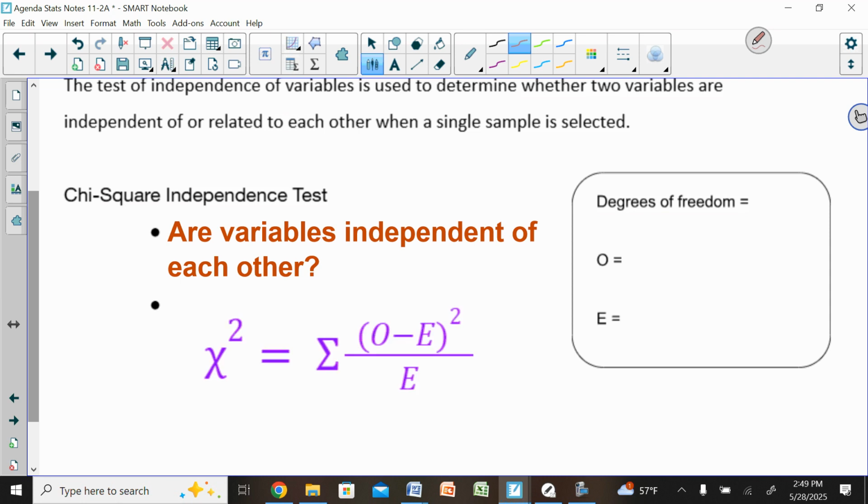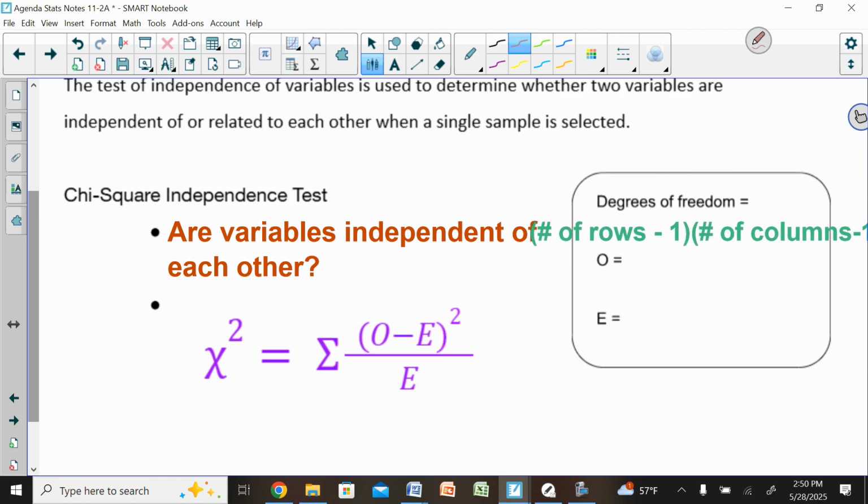I'm sure you remember our chi-square test statistic is still the sum of our observed minus our expected squared over our expected. So it's the same formula. We just calculate things a little bit differently. Degrees of freedom, since we are looking at 2 different variables, I kind of had to scooch this in here. Our degrees of freedom is our number of rows minus 1 times our number of columns minus 1. So you've got to look at your table. We'll talk about that in just a minute.